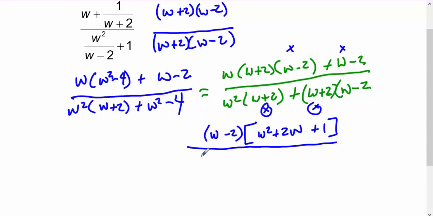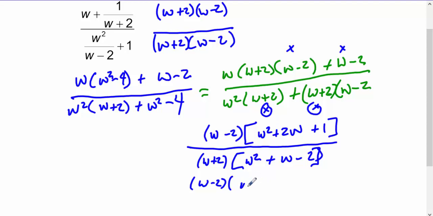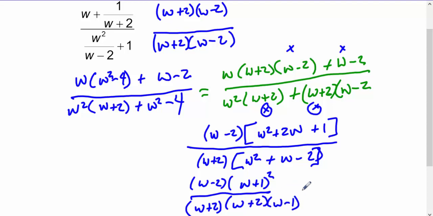Now over on this side I've got a W minus 2, and when I pull that out, oops, I lied, I have a W plus 2, sorry. When I pull that out, I'm left with W squared plus W minus 2. Okay, so this is great because this goes to W minus 2, and then I have W plus 1 quantity squared over W plus 2 and W plus 2 and W minus 1. Well, it did work out great.